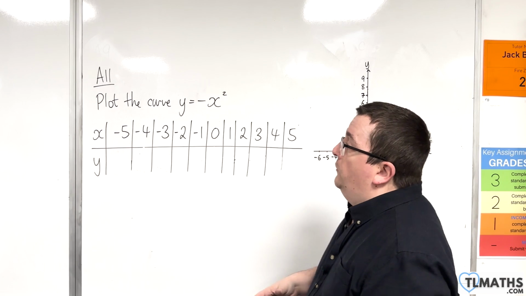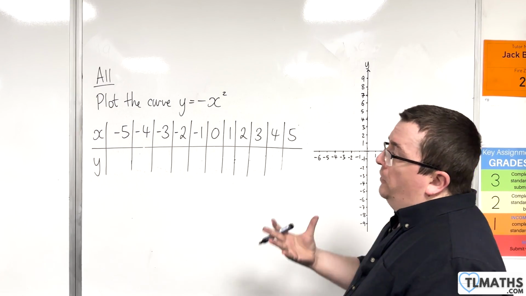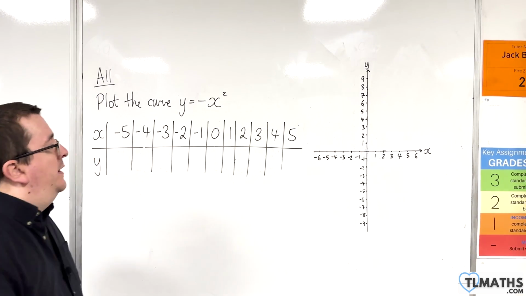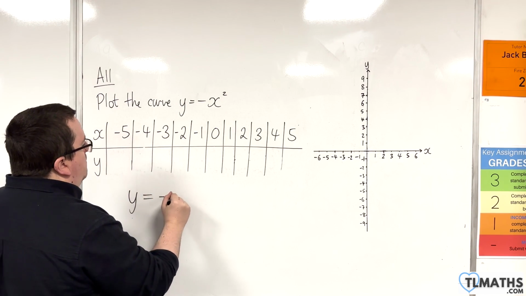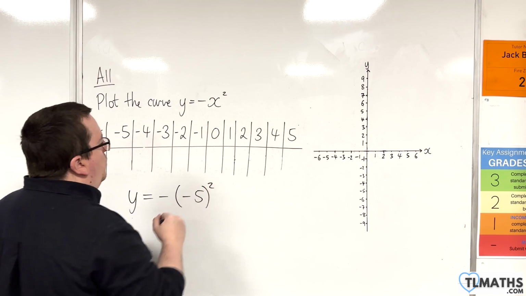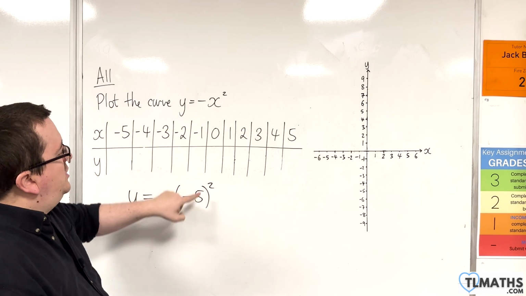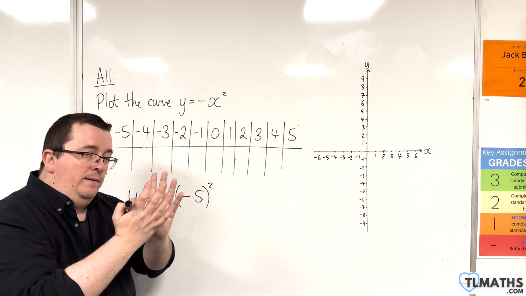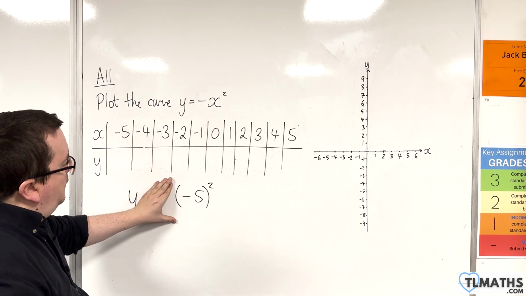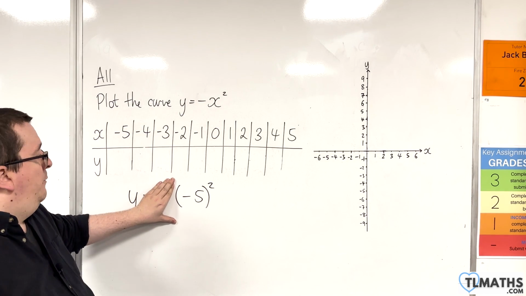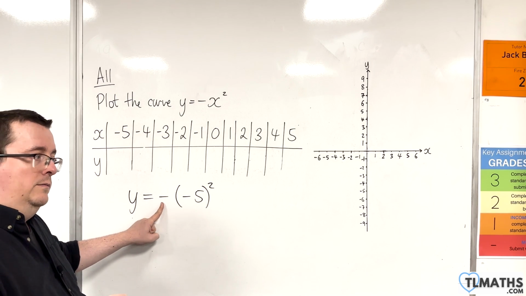So we're now going to be plotting some curves where we've got a minus sign in front of the x squared. So we're going to start off with y equals minus x squared to see what this looks like. So when x is equal to minus 5, we've got y equals minus 5 squared. So the x needs to be replaced with minus 5. So I'll put a bracket around that, and then you've got this minus out the front. So minus 5 squared is 25, minus 5 times minus 5. So this has got to be minus 25.